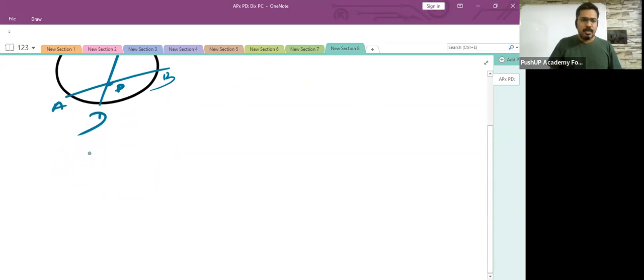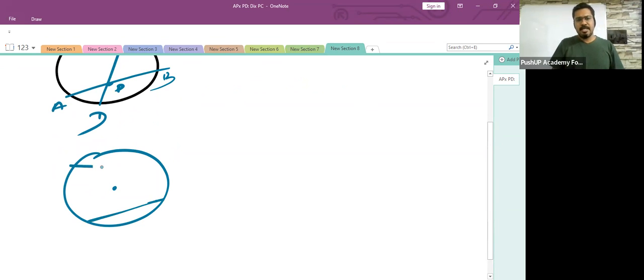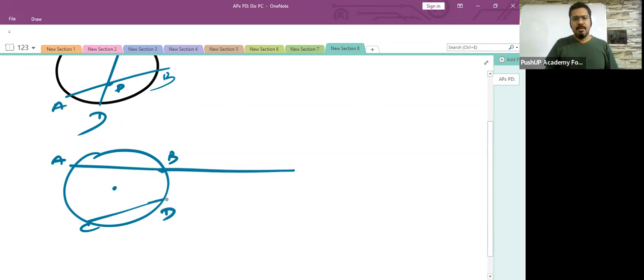Scenario number two was what? There is a circle with a center O where you have two chords intersecting each other outside the circle. So if you have chord AB and chord CD, if chord AB is extended further, chord CD is extended further, they both will come and intersect at point P.